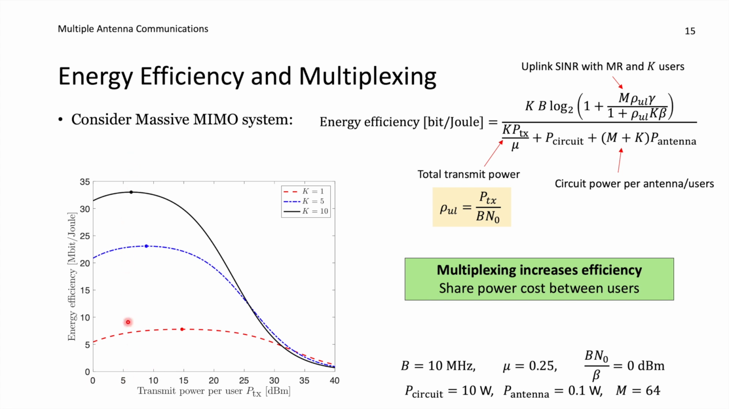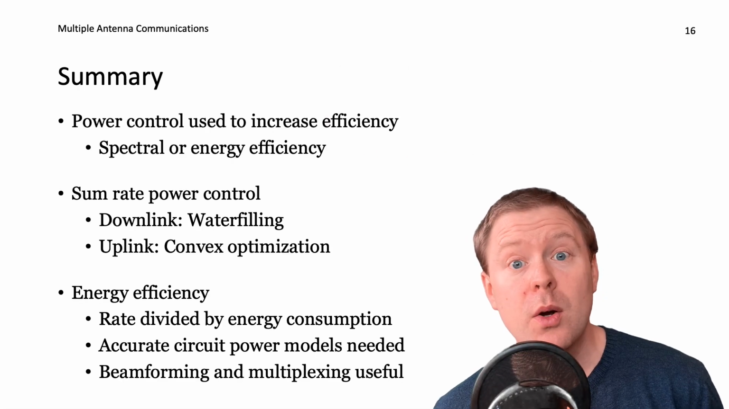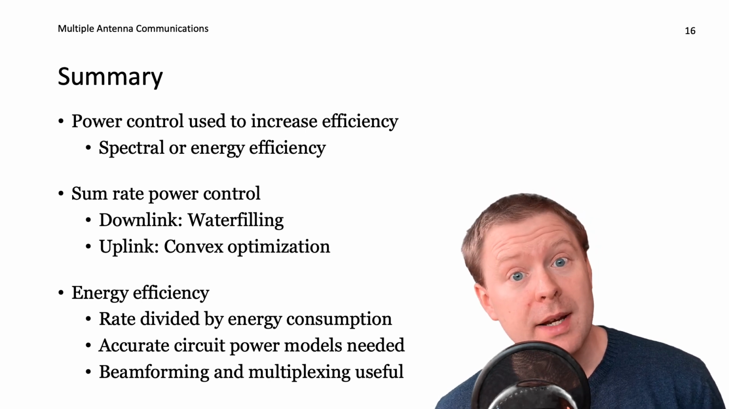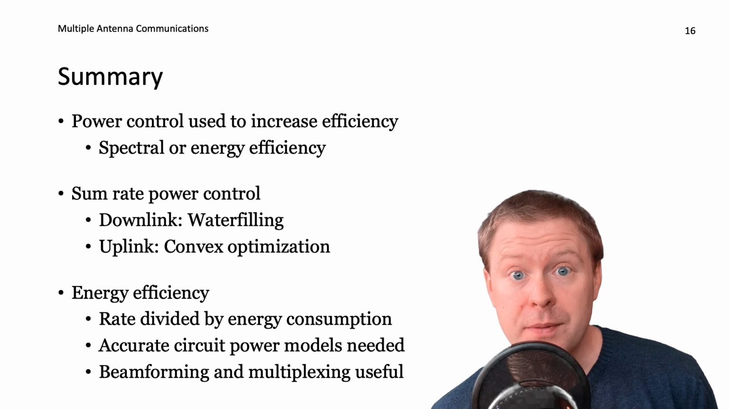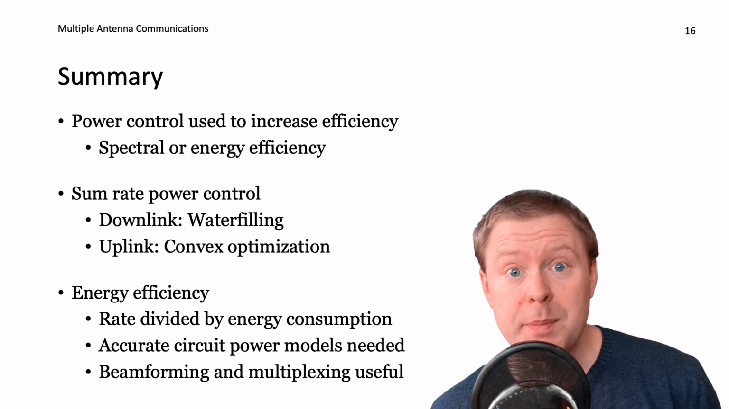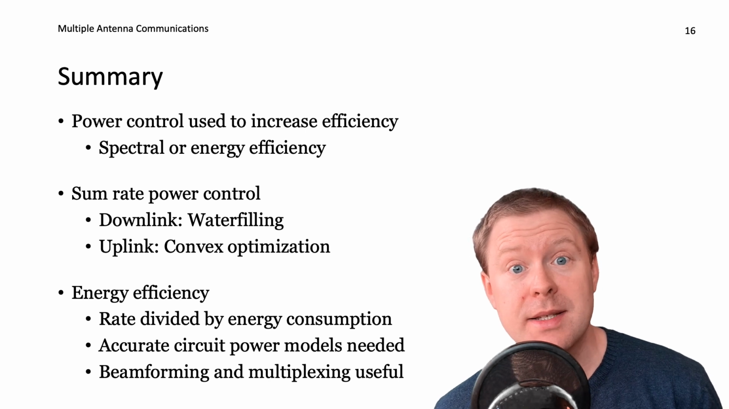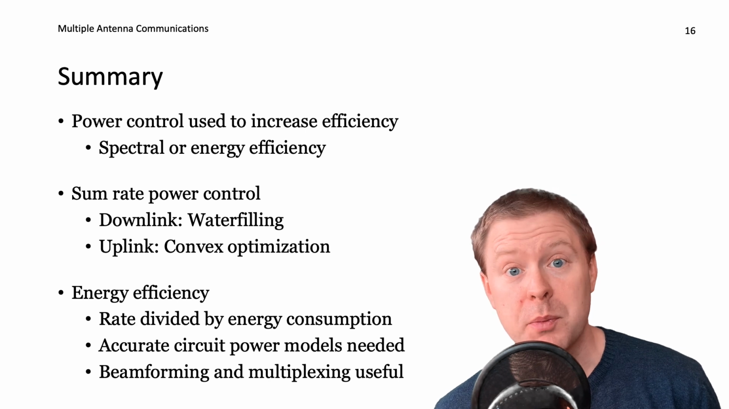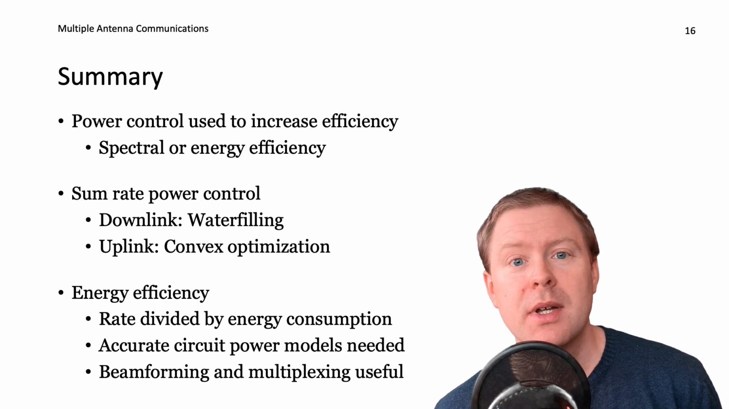where we are selecting the right power for every user in order to make the energy efficiency metric here as large as possible. In summary, we can use power control to make a communication system as efficient as possible. And we can either define the efficiency in terms of spectral efficiency or energy efficiency. For spectral efficiency, we would like to maximize the sum rate among the users. In a downlink, that boils down to a kind of waterfilling power control. And in the uplink, we need to solve a convex optimization problem to find a way that we should let the users control the powers to maximize the sum rate.